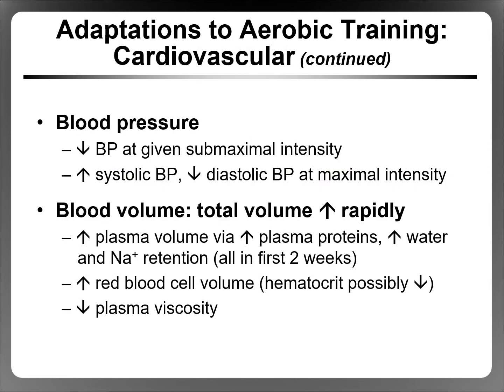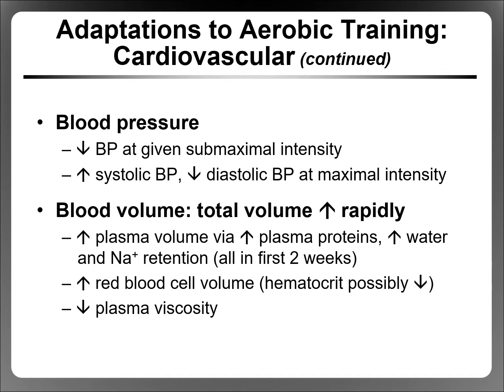All right, further adaptations, blood pressure. We know that we will have a decrease in blood pressure changes at a given submaximal intensity. Basically, there is still going to be an increase in systolic blood pressure and either staying the same or a slight decrease in diastolic blood pressure at a given intensity, especially at maximal intensity. But basically, we're not seeing the big changes at submaximal intensity.